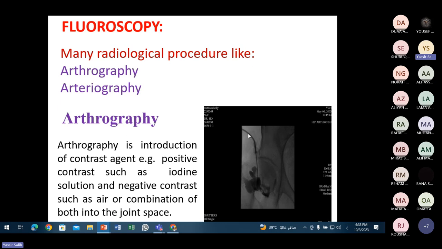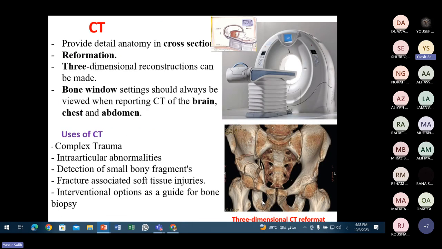Arthrography is done by introduction of contrast into the joint space, then imaging by fluoroscopy for assessment of the joint space. The next technique is CT. As we know, CT is axial, an axial section, but it can be reformatted into other planes, coronal and sagittal, if you need. The image could be reformatted into other planes such as coronal and sagittal, and even into 3D.